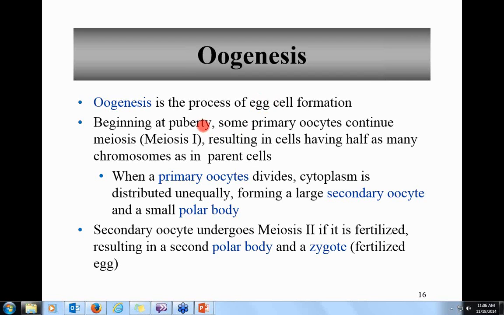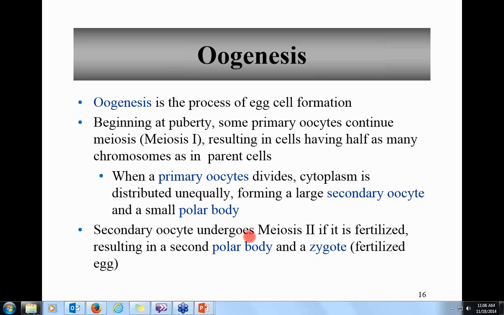And basically, oogenesis is meiosis. So you get primary oocytes beginning meiosis 1, resulting in half. And then the primary oocyte, when it divides, forms a large secondary oocyte and a small polar body. And I'm going to show you a picture of that in a minute.